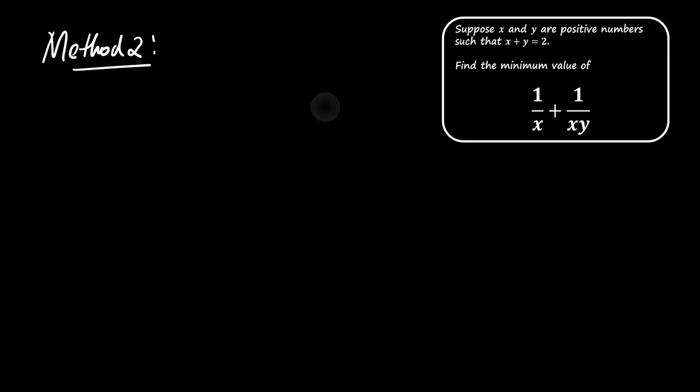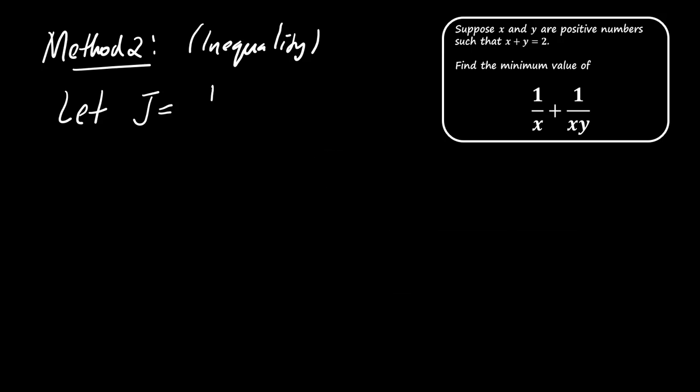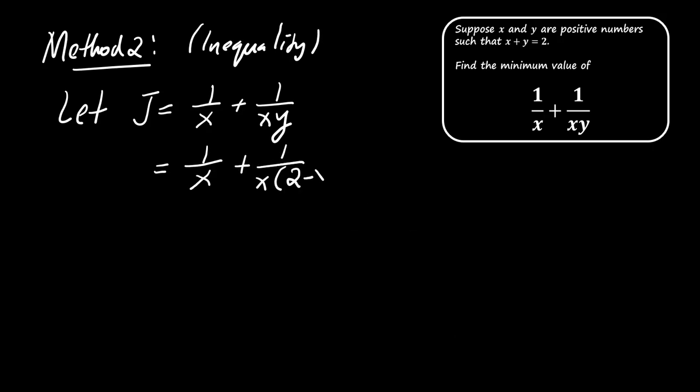Let's work through method 2 to find the minimum value of the given expression using Cauchy inequality. We will let the expression we need to minimize be represented as j. Now, using the fact that x plus y equals 2, we substitute y as 2 minus x. This gives us j equals 1 divided by x plus 1 divided by x times 2 minus x. We can simplify this further.